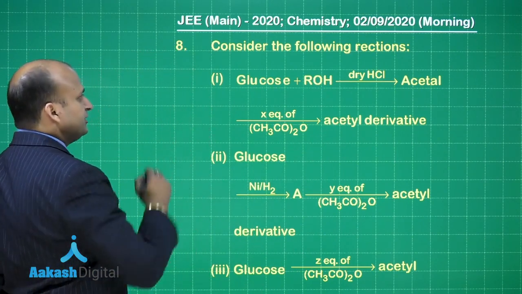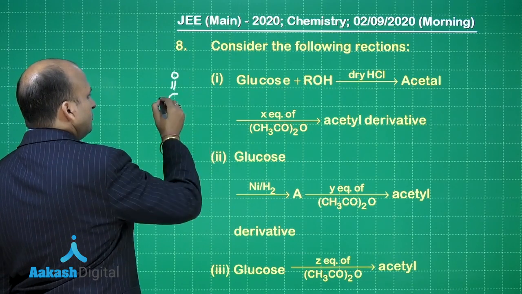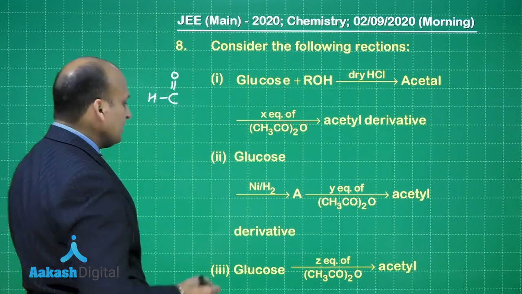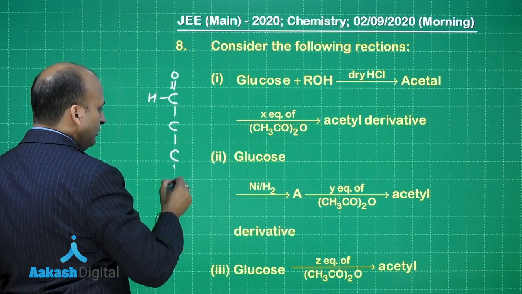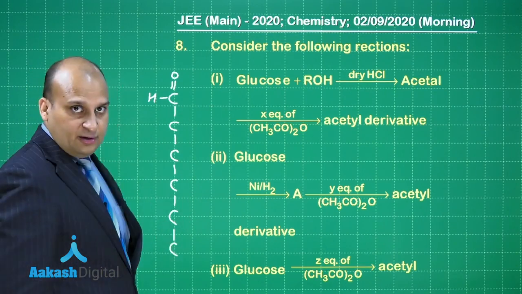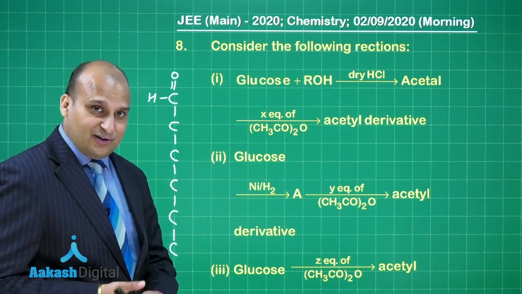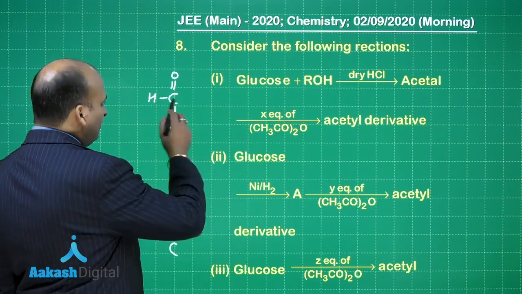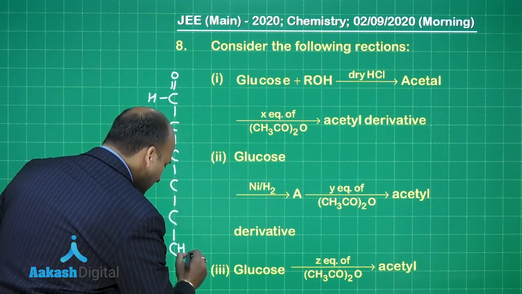See, I'll make the structure of glucose over here. It is an aldohexose, which means there should be 6 carbon atoms: 1, 2, 3, 4, 5, 6. Now how do you remember where the OH is placed and where the H is placed? I'll give you a very simple trick. On the first carbon you have the aldehyde, and on the last carbon it should be CH2OH.